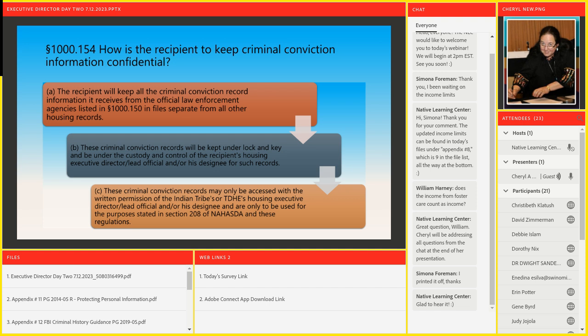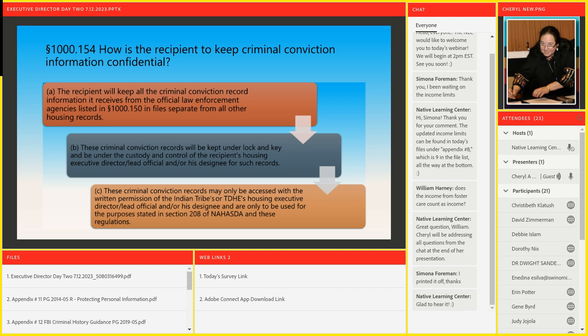You're going to keep all criminal conviction record information that it receives from the official law enforcement agencies listed at 150 and file separate from all your other housing records under lock and key, okay? These criminal conviction records will be kept under lock and key under the custody of the control of the recipient's housing executive director, lead official, or designee for such records, okay?